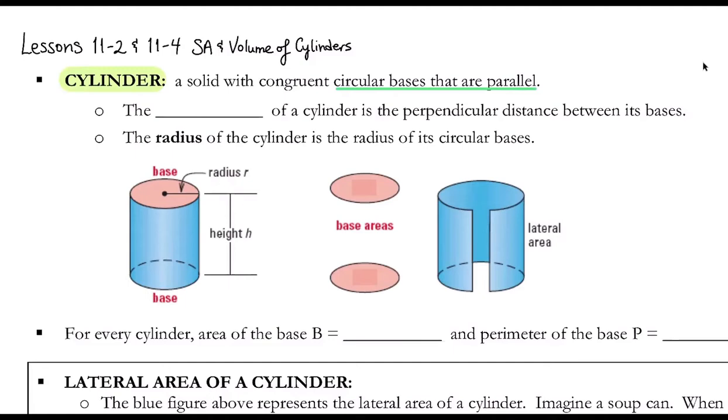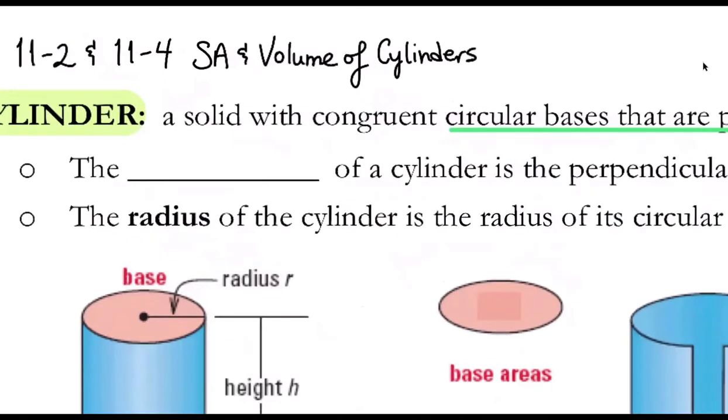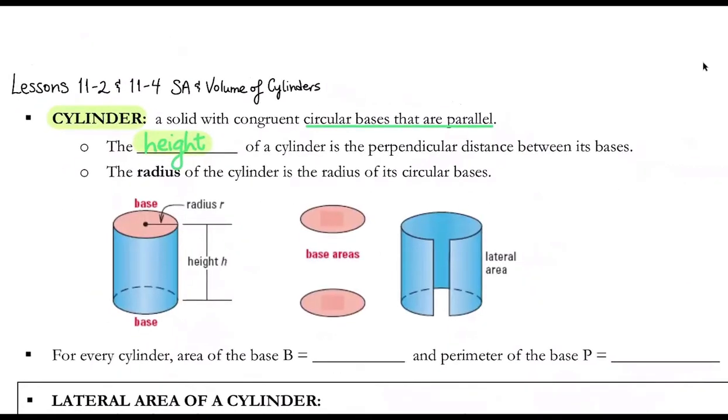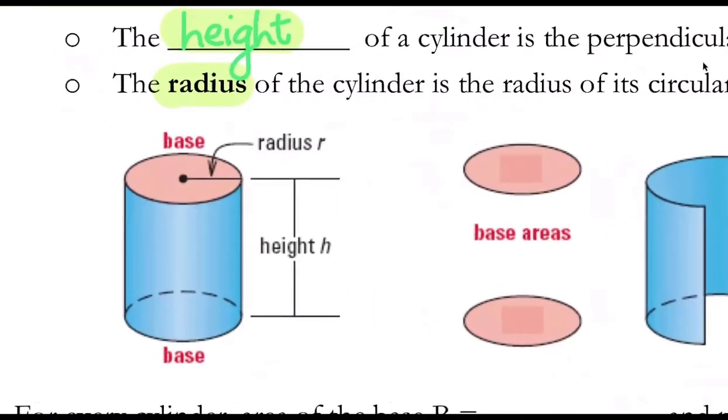So first of all, the height of a cylinder is the perpendicular distance between its bases. So the same exact idea as the height of a prism. The radius of a cylinder is the radius of the circular bases. So from the center to a point on the circle of the circular bases, that's called the radius of the cylinder.